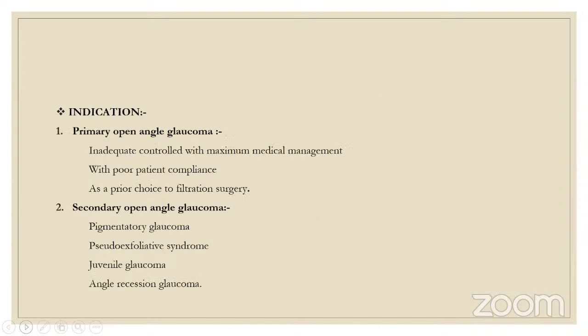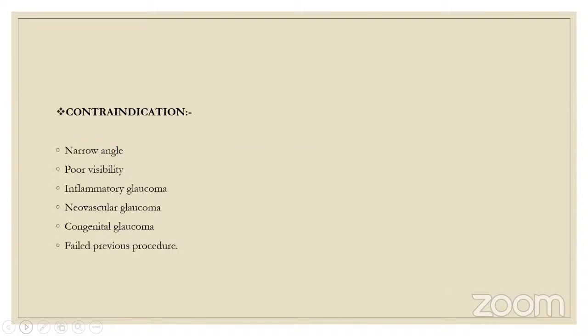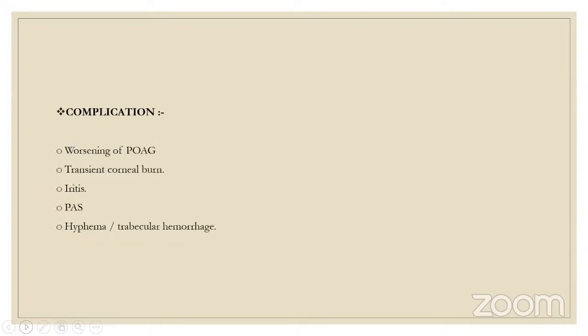The indications in both SLT and ALT are primary open-angle glaucoma with inadequate control on maximum medication, poor patient compliance, and as a prior choice before filtration surgery. And secondary open-angle glaucoma including pigmentary glaucoma, pseudoexfoliative syndrome, juvenile glaucoma and angle recession glaucoma. The contraindications in both are narrow angle, poor visibility, inflammatory glaucoma, neovascular glaucoma, congenital glaucoma, and failed previous procedure. The complications in both are worsening of POAG, transient corneal burn, iritis, peripheral anterior synechiae, hyphema, and trabecular hemorrhage.